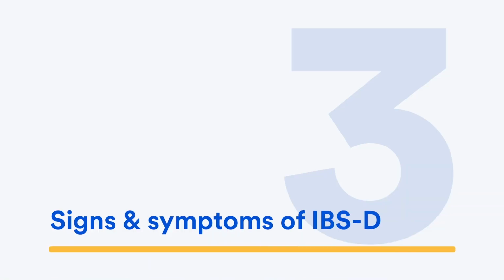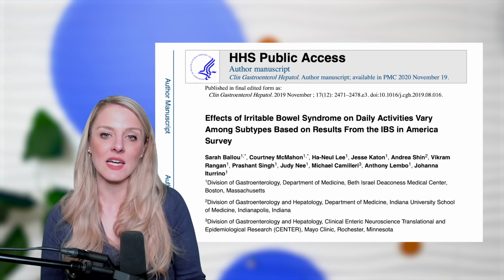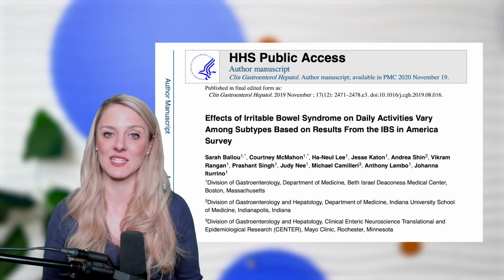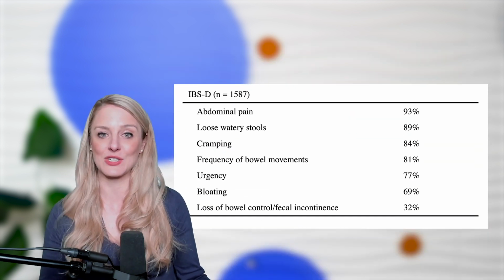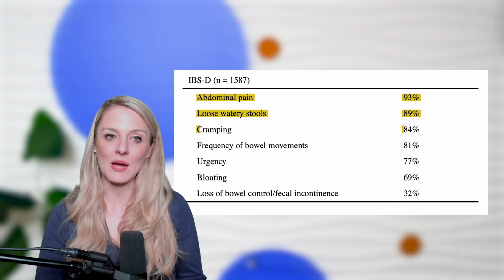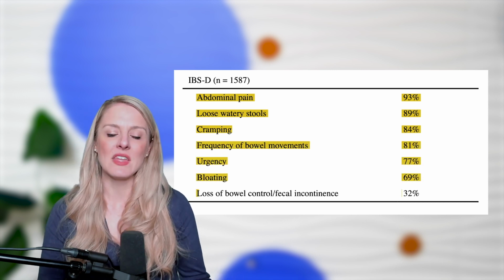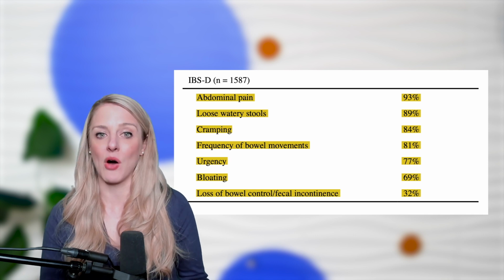Now, when it comes to the signs and symptoms of IBS-D, we've done a more comprehensive IBS general symptoms overview in another video. I'll be sure to link that down below. But for IBS-D in particular, there was a study done in 2019 that had over 1,500 IBS-D participants. This study found that the most common IBS-D symptoms included that core feature of abdominal pain, which everyone with IBS would have, loose watery stools, cramping, frequency of bowel movements, urgency with bowel movements, bloating, and then less often, they also noted some bowel incontinence.